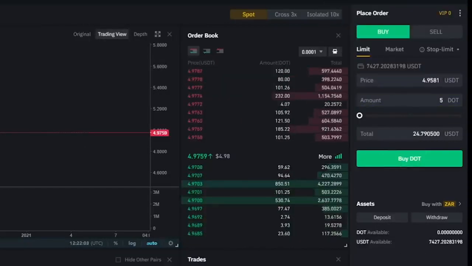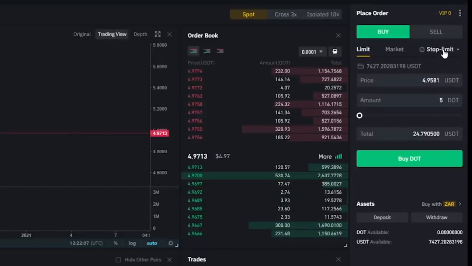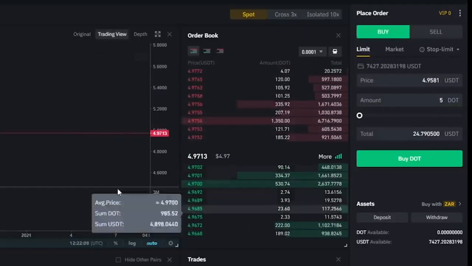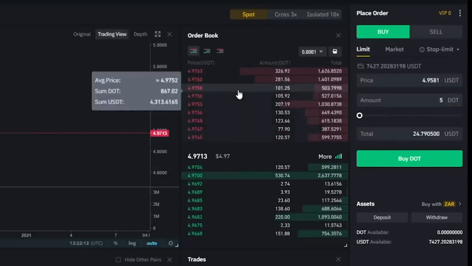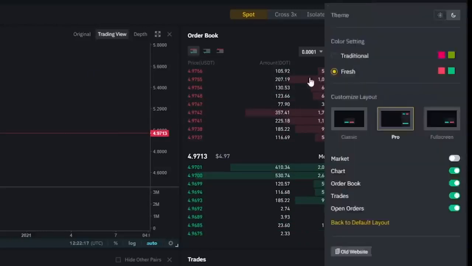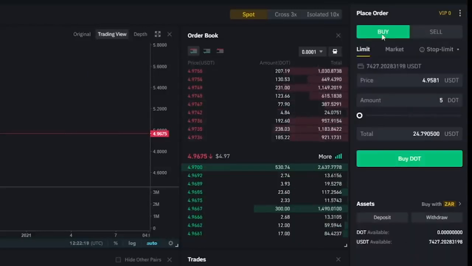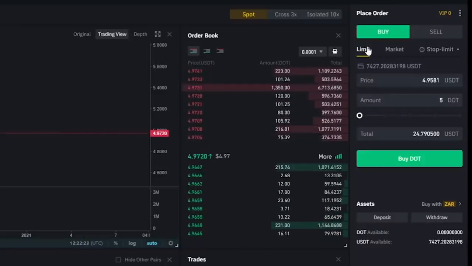So this place order area has a few things. It has the limit order, market order, and stop limit. In this video, I'm not gonna bother going into all the stop limits, for example, because I'm trying to save time, make it as short as possible. So I'm just gonna focus on limit order. Market order, I don't recommend that you use it. I just recommend you use the limit order because it's safer.